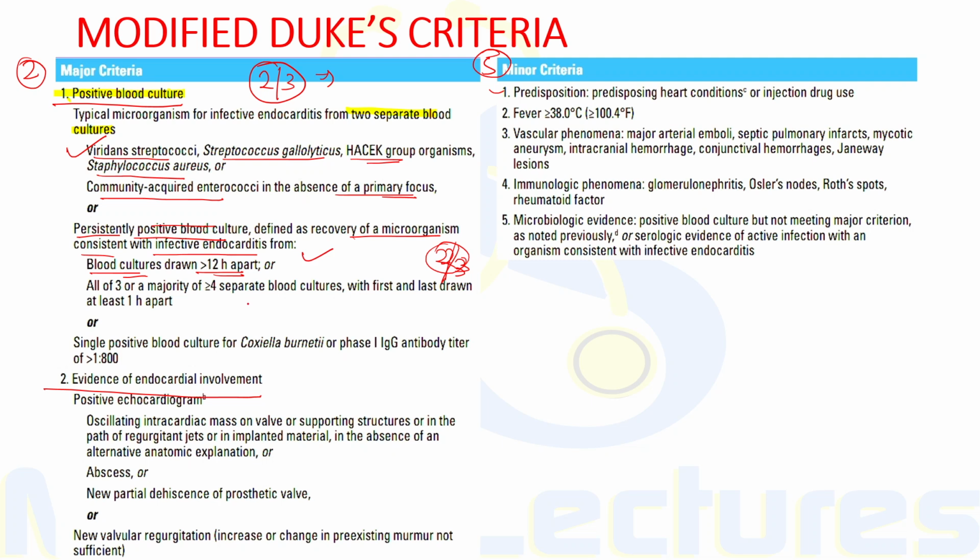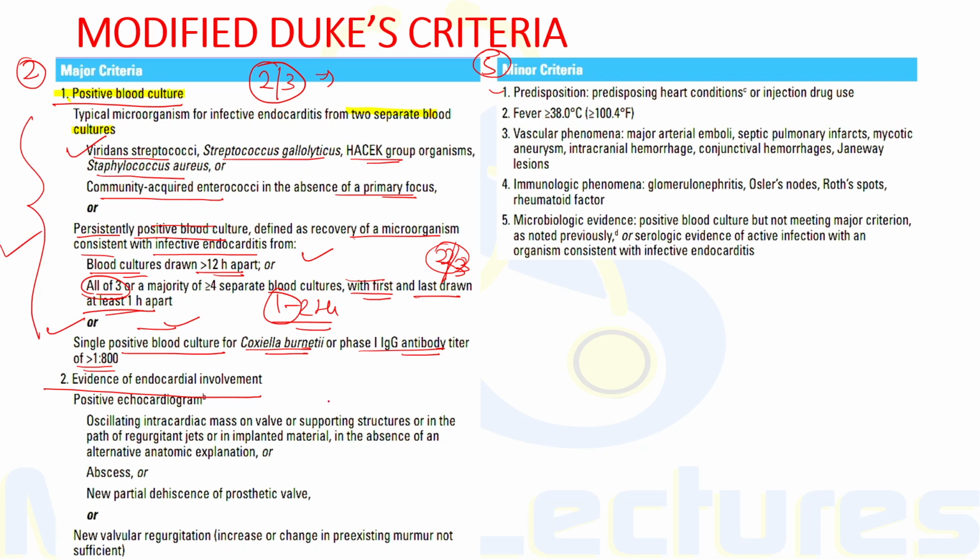Or the three samples which we are taking initially from 3 sites, if all of these are positive, then also we can consider this atypical organisms, but first and last sample should be drawn at least 1 hour apart. So we take these samples in a duration of 1 to 2 hours, but it is to be kept in mind that first and third sample should be taken 1 hour apart. Or for Coxiella burnetii, we have discussed it is an exception. Only a single positive blood culture or even IgG antibody testing with more than 1:800 titer is considered positive. So this was about blood culture.